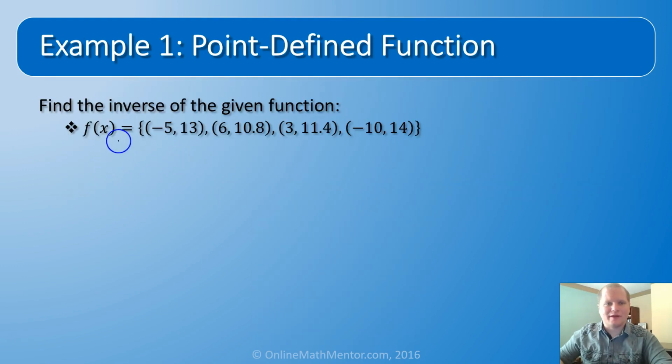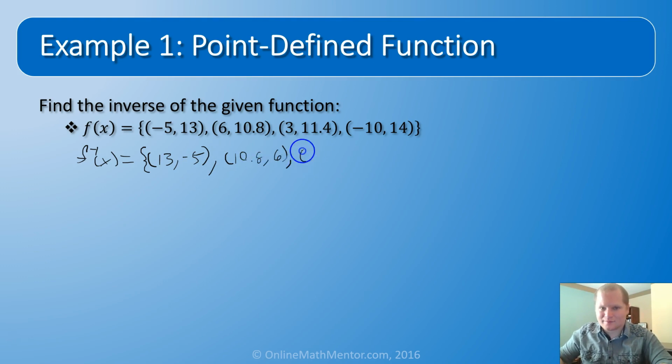So for this one, we're asked to find the inverse of the given function, and it's a point-defined function. So we have 1, 2, 3, 4 points. So what that means is that the inverse function, f negative 1 of x, is equal to 13 negative 5, 10.86, 11.43, and 14 negative 10. All I did was flip the x's and the y's. And that's our answer.